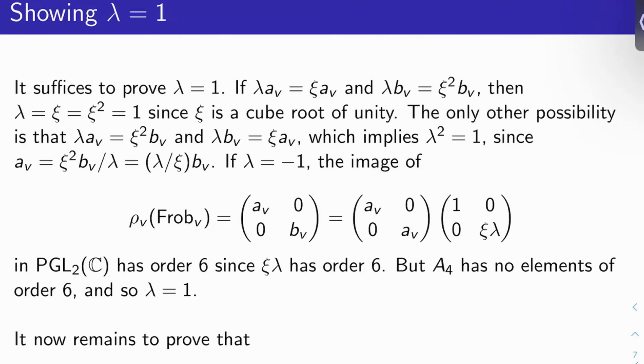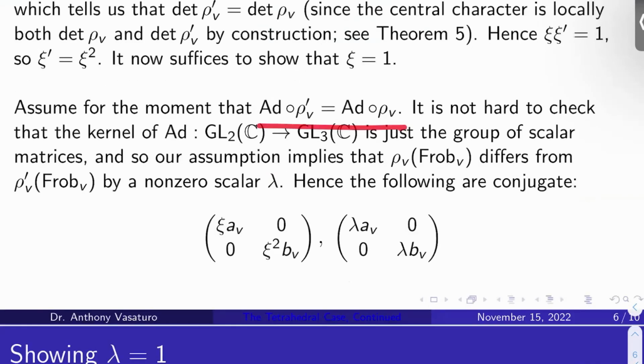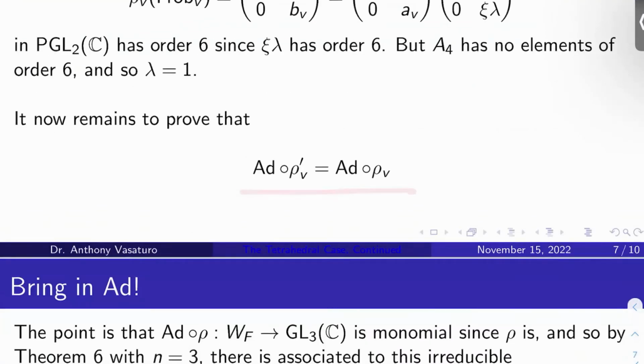But remember, the image of Frobenius lives in A4 because we're in the tetrahedral case, and A4 doesn't have any elements of order 6. Contradiction. So lambda is not -1, it's 1. Okay, great. So if I believe that add of rho prime sub v equals add of rho sub v, I'm done. I've completed the entire tetrahedral case at least. So now I just have to prove this equation here.